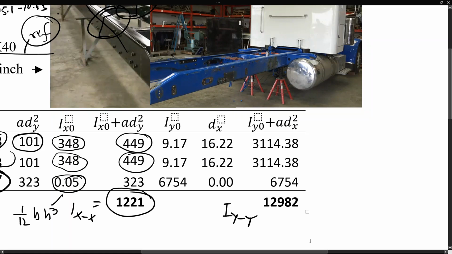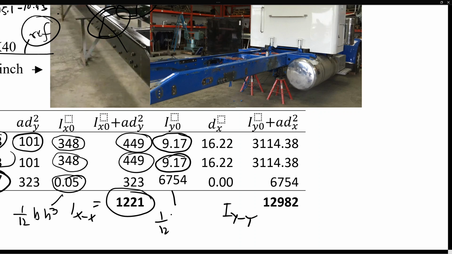12,982. The only thing you have to be worried about here is that you can get this Iyo from the back of the table, and this one is again 1/12 BH cubed, but in this case the base changes, so this was now height, and the base becomes that 64 inches length. So this becomes quite a big number because you are doing 64 cubed.